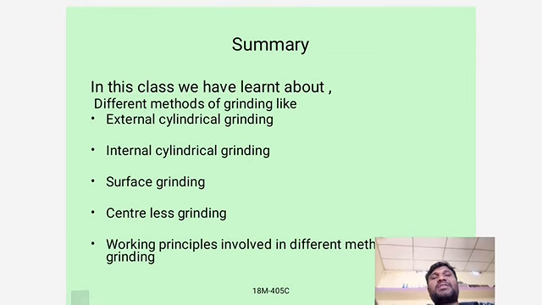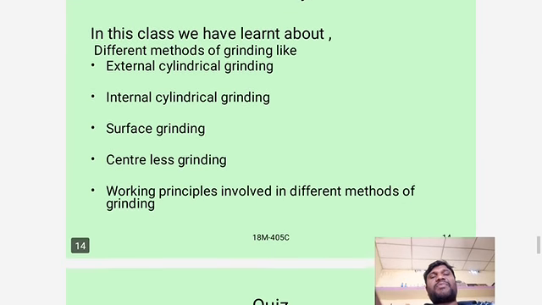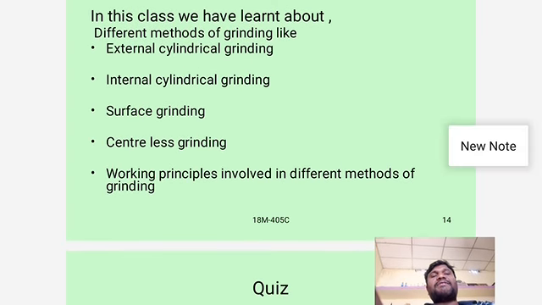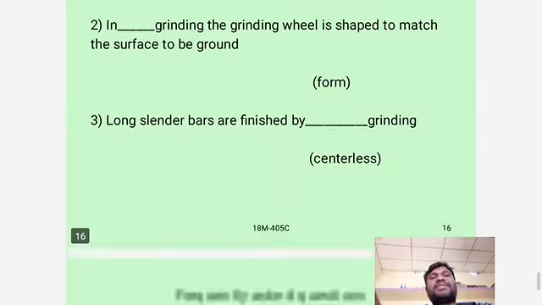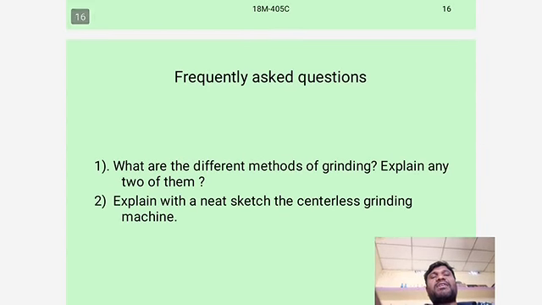Summary. In this class we have learnt about different methods of grinding: external cylindrical grinding, internal cylindrical grinding, surface grinding, and centerless grinding, along with the working principle involved in each. Frequently asked questions, very important from an examination point of view: What are the different methods of grinding? Explain any two of them. Explain with a neat sketch the centerless grinding.